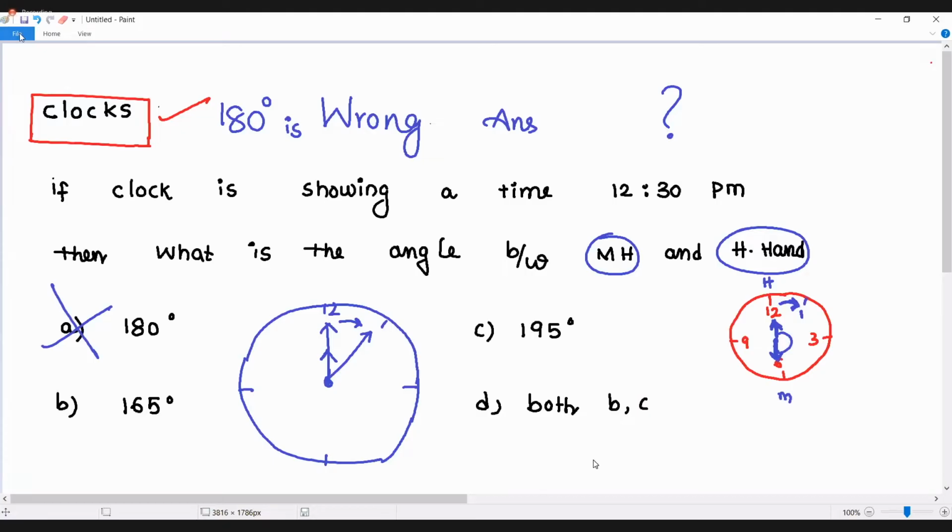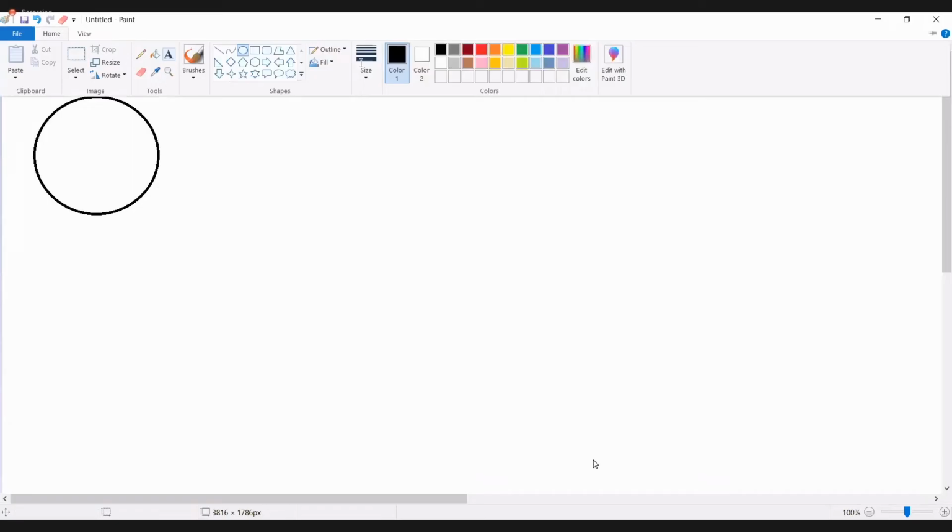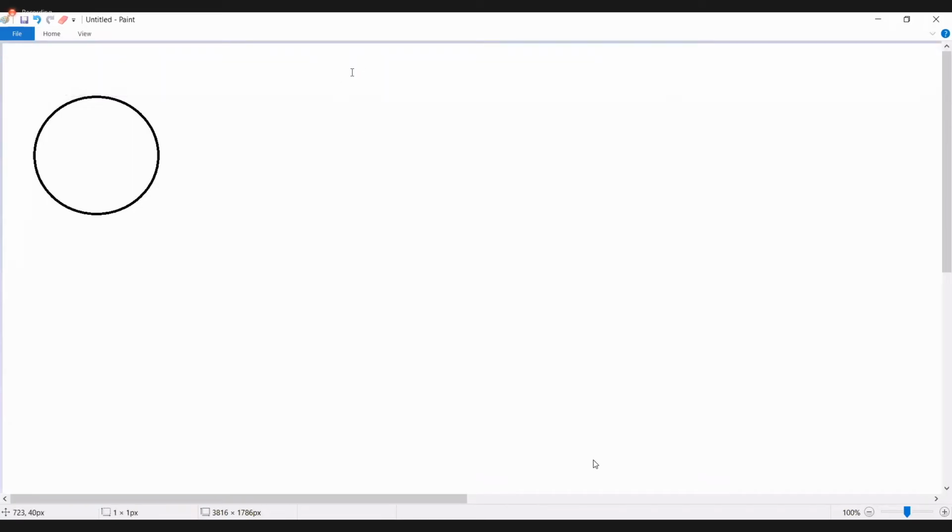To understand that, let's look at some very basic concepts and important points regarding clocks. These are the points to be remembered to solve questions on clocks. In the clocks chapter, I'm discussing one type of question here: how we can find the angle between the minutes and hours hands when we have any particular time.